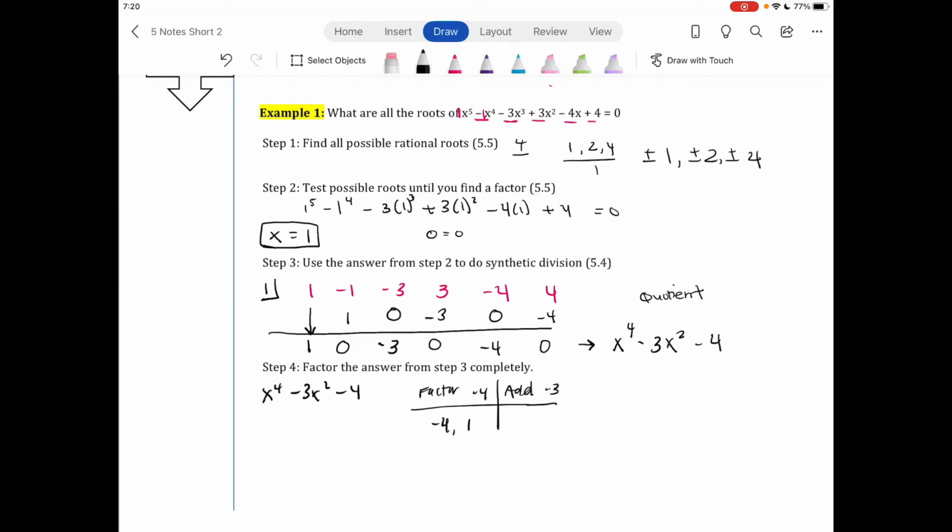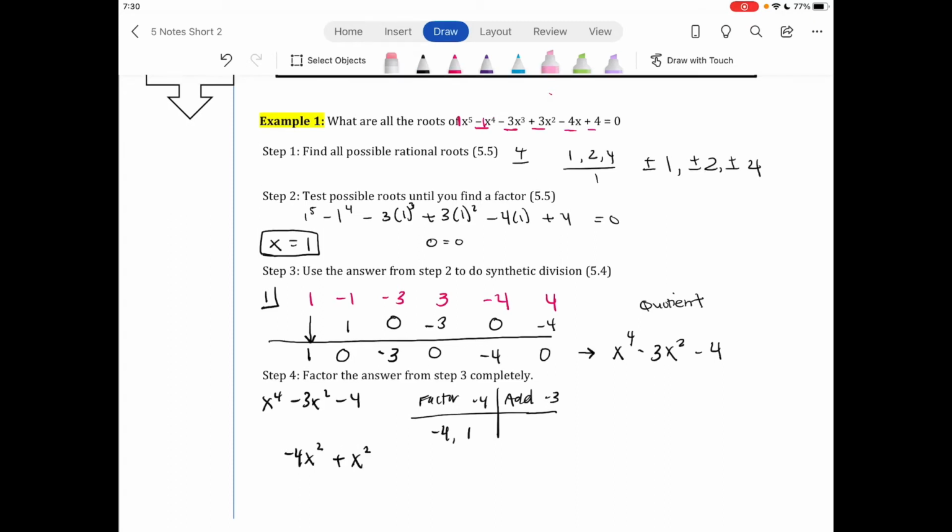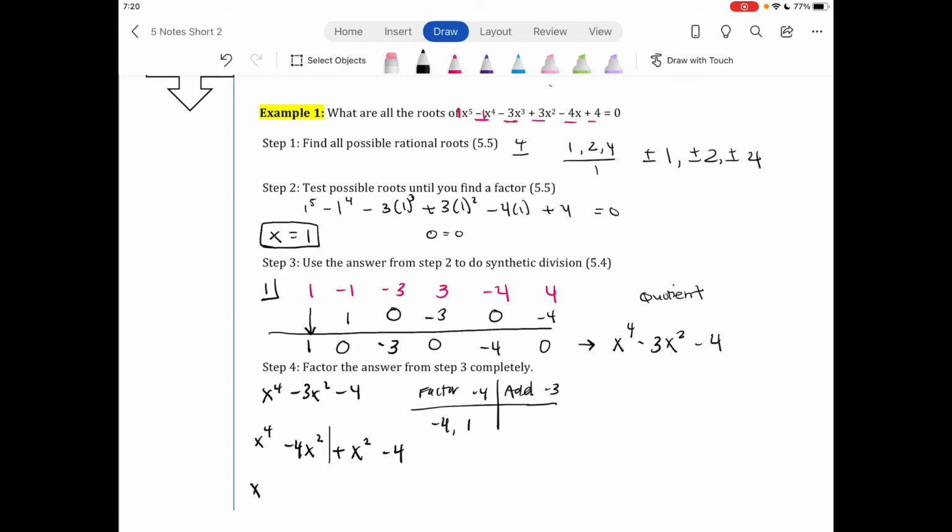We're now going to replace this negative 3x squared with a negative 4x squared and a positive 1x squared. Remember, this was a negative 3x squared, which means we need to use x squareds to replace that middle term. Then we can fill in the x to the 4th and the negative 4 on the ends. Split it in half, pull out the greatest common factor, which is x squared, leaving you with x squared minus 4. Greatest common factor on the other side is a positive 1, so also x squared minus 4.